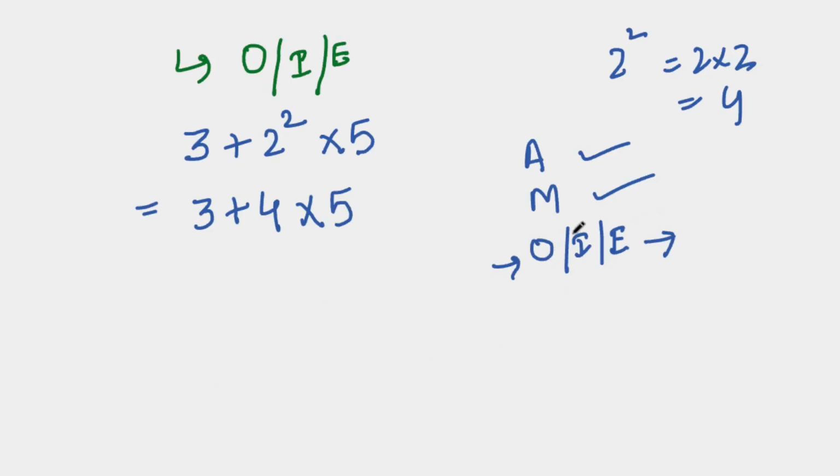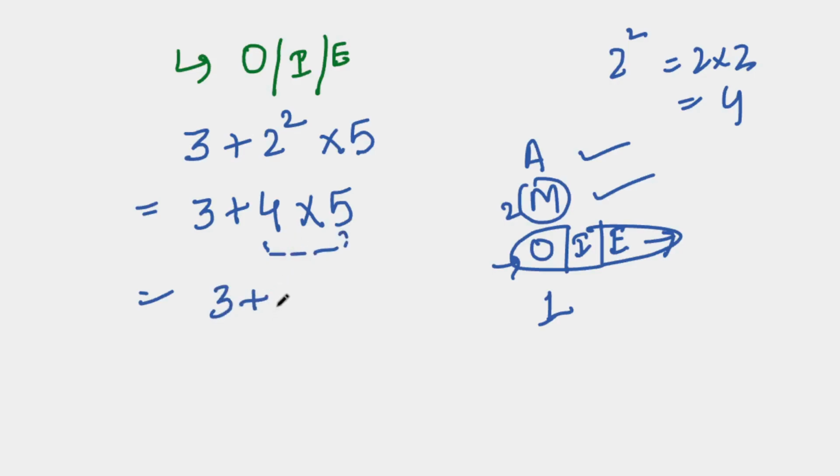Now BODMAS, BIDMAS and PEMDAS all three say multiplication is done before addition. So now we will do the multiplication. So 3 will be written as it is, plus will be written as it is. Now 4 times 5 is 20. Now comes the addition and we will add. We get 23 as the answer. Right? So this one we had with the powers, orders or indices or exponent we can say.